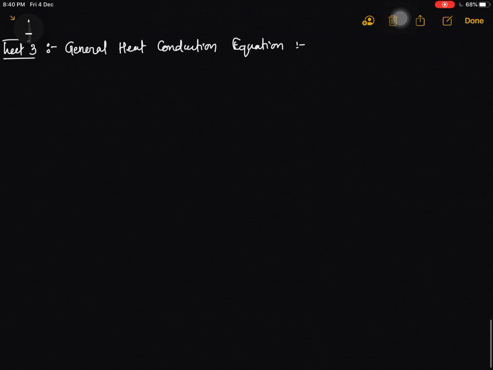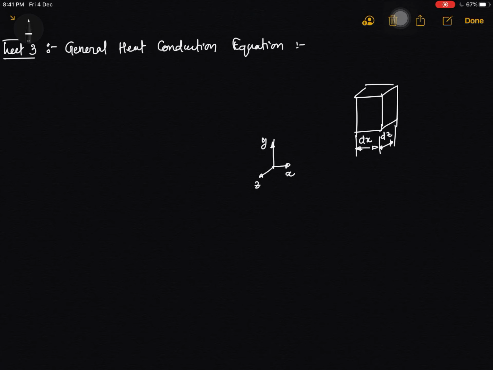So let's suppose a differential element in the body through which the heat transfer by conduction is occurring. Before doing that, let's define the coordinates: this is x, this is y, and this is z. So let's draw the differential element. This is the differential element through which the heat transfer occurs by conduction, and it has dimension dx in the x direction, dz in the z direction, and dy in the y direction.